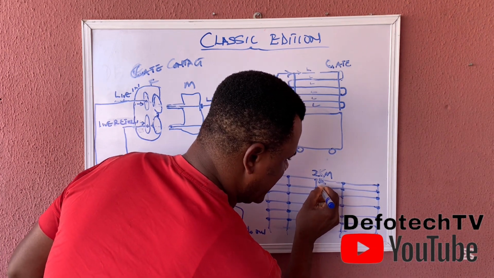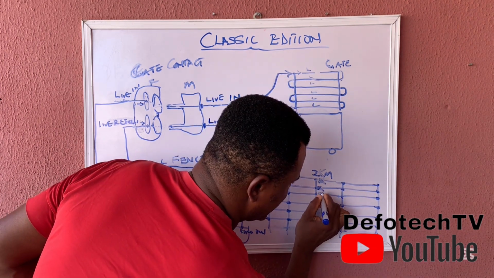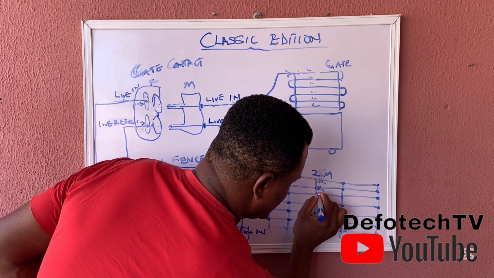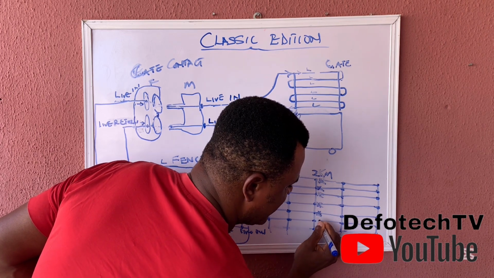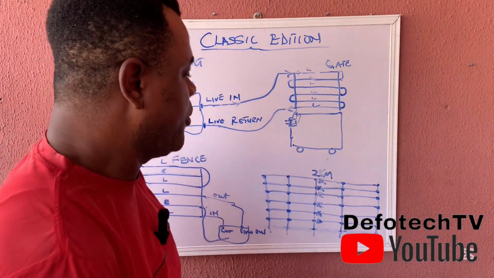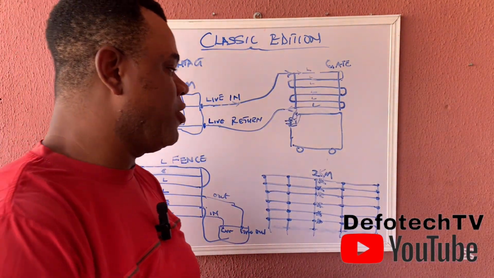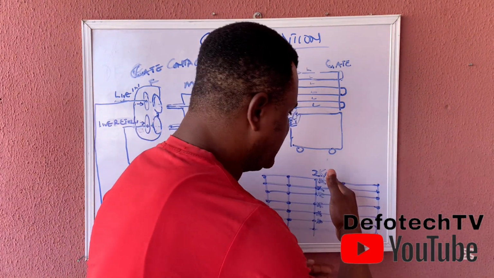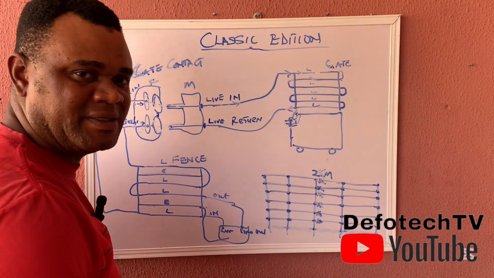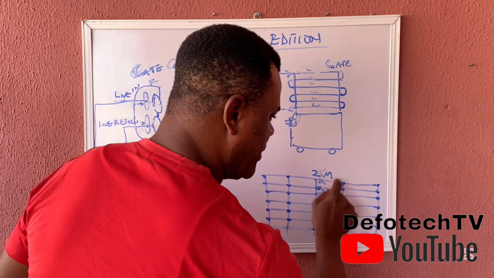You have spring here. You have spring here. Spring and hook. Spring and hook here. So you know that spring is kind of an insulator. It's going to separate this side from this side. It will separate here from here.